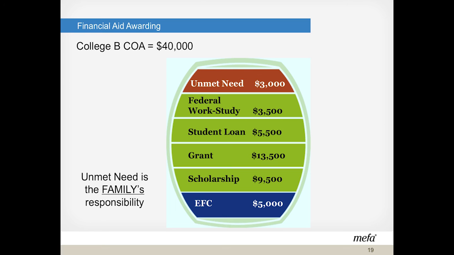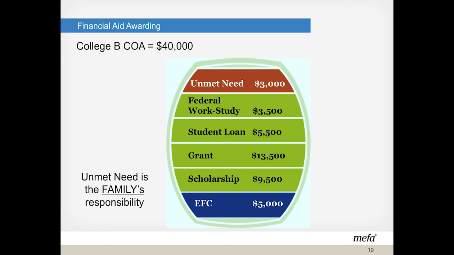So they first put in my family's contribution, then they see that I have a lot of eligibility for financial aid. So perhaps in this example, I'm given a scholarship of $9,500, a grant of $13,500, a student loan of $5,500, maybe a federal work-study program award of $3,500. There's a little bit of room left at the barrel. So the college gave me a lot of financial aid, but they couldn't fill in my entire financial aid eligibility. They are able to give me $3,000 more, but they ran out of financial aid. So that remaining $3,000 is what we call unmet need.